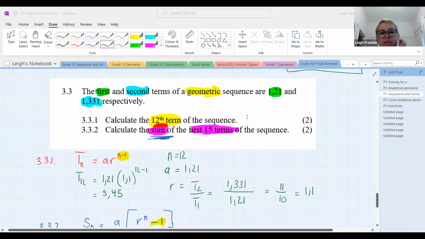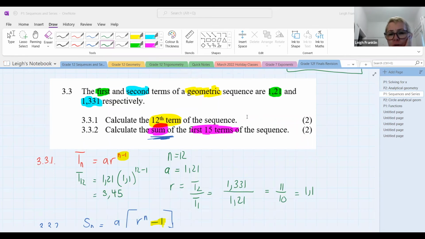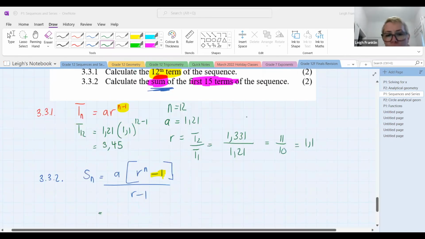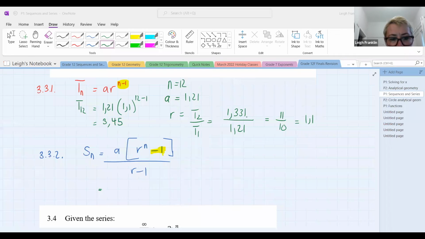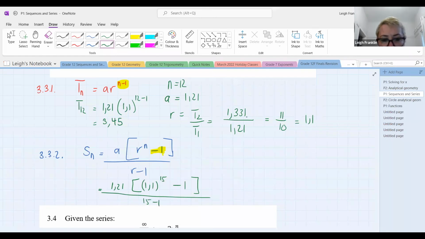So we're calculating the sum of the first 15 terms of the pattern. Okay, so we're calculating a sum to 15. We already know what A is. We know that A is 1,2 1. We know what R is. We know that it's 1,1. We know what N is. They told us that because it was summed to 15. Minus 1, and then all of that is going to be over 15 minus 1.